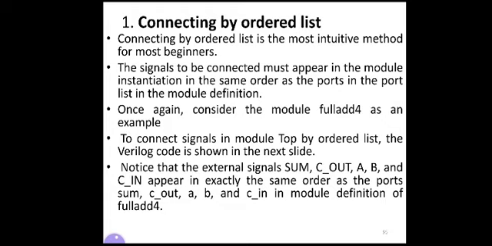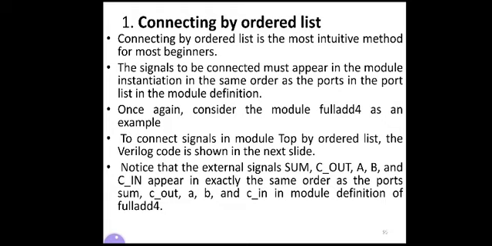Once again, consider the same example, that is full adder 4, in which to connect signals in the module top, which is a stimulus block or a test bench. To connect the signals in the module top by order list, the Verilog code is shown in the next slide. Notice that the external signals sum, cout, A, B and cin are all capital letters here. Just observe, these are identifiers. Identifiers can be written using small case letters or capital letters. It is case insensitive.